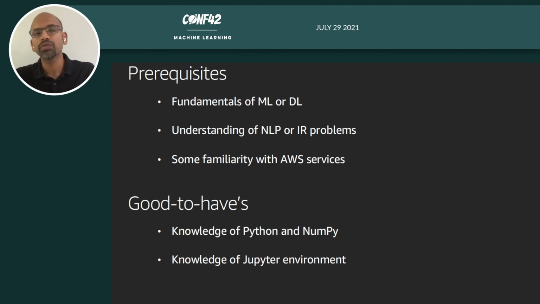Now, what are the prerequisites for this session? It'll be good to have fundamentals of machine learning or deep learning, an understanding of typical natural language processing problems, i.e., search, and some familiarity with AWS services, not necessarily SageMaker. I will surely cover that as part of my session. Then knowledge of Python or NumPy; as long as you know any other coding language, this is straightforward and you would not be lost. And knowledge of the Jupyter notebook environment would be very handy.